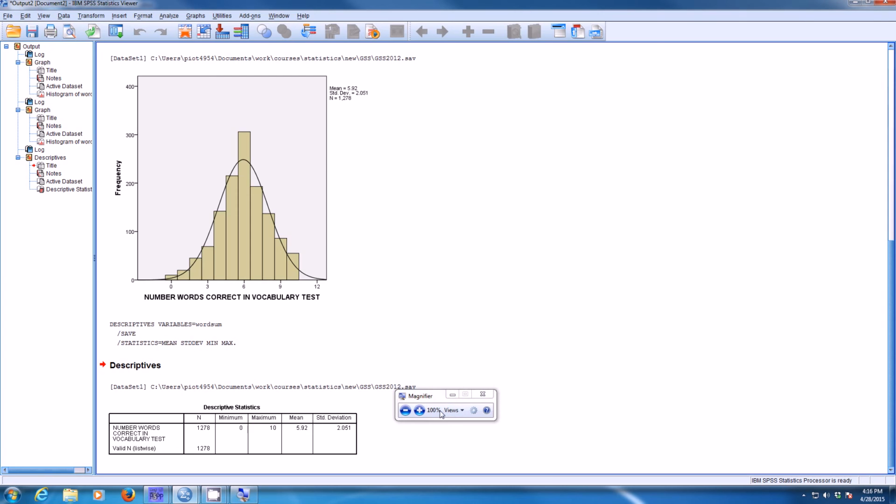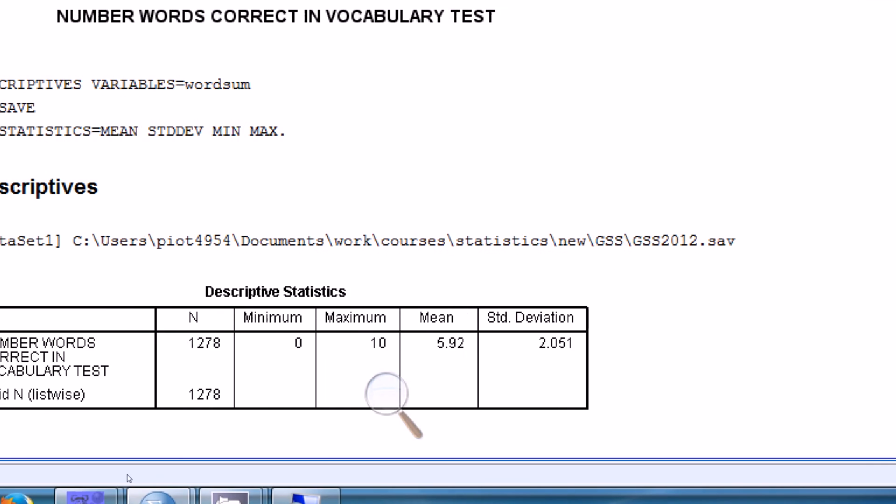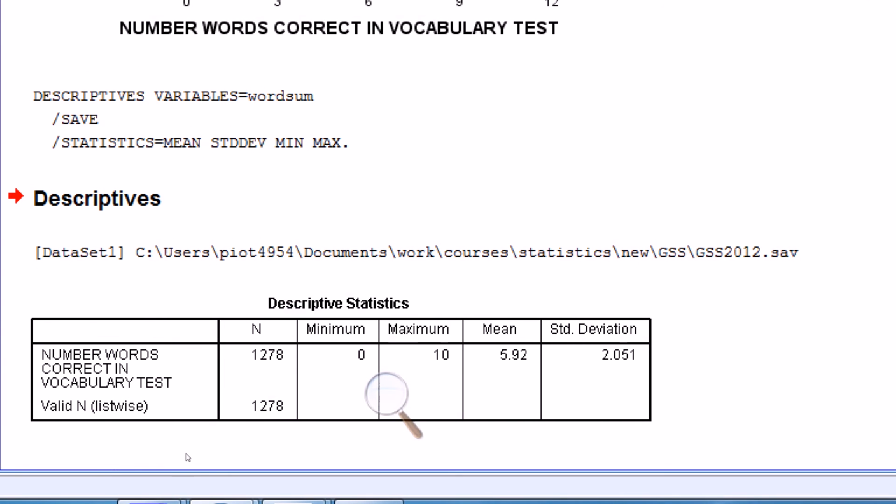Okay, and so how did it do this? Well, the output that it includes is some descriptive statistics. So notice that the mean of this variable word sum is 5.96, or close to 6, with a standard deviation of 2.051, so close to 2, right? And so what SPSS basically did is take each of the values of the original raw variable word sum, subtract the mean, and divide by the standard deviation. And it created a standardized version of word sum.